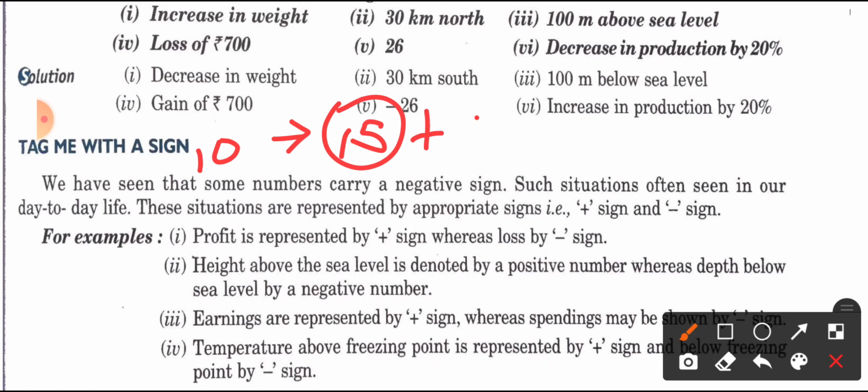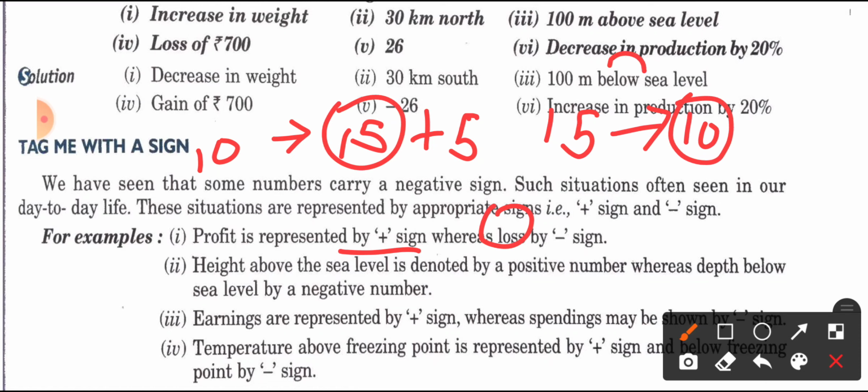It means 5 more money we got, so we represent it by plus. And loss: if we buy a thing for 15 rupees and sell it for 10 rupees, it means we got a loss of how many rupees? 5. So we'll represent it by minus 5.